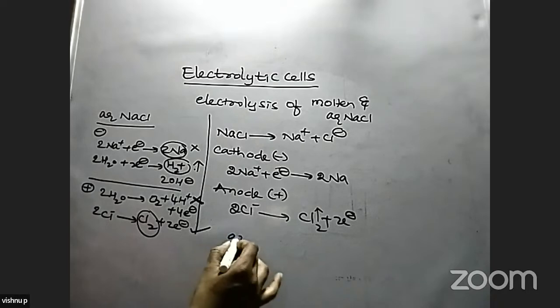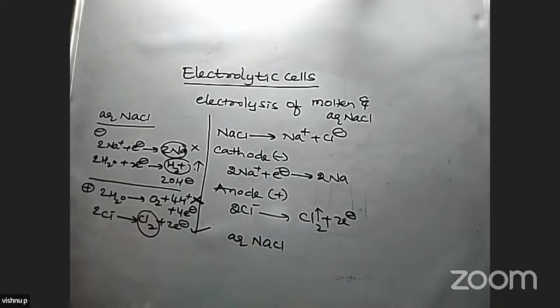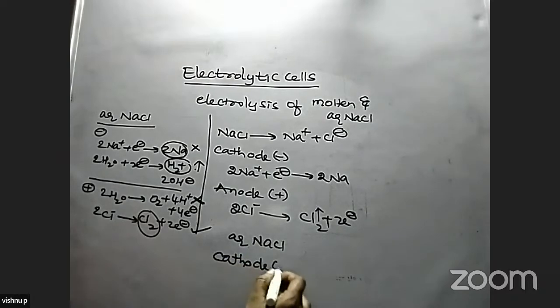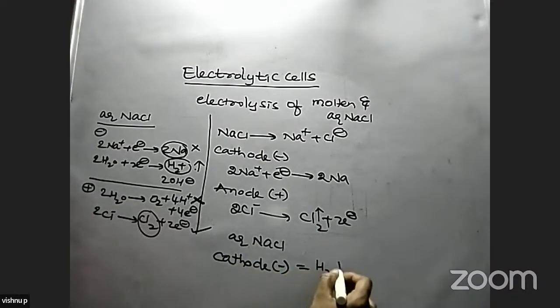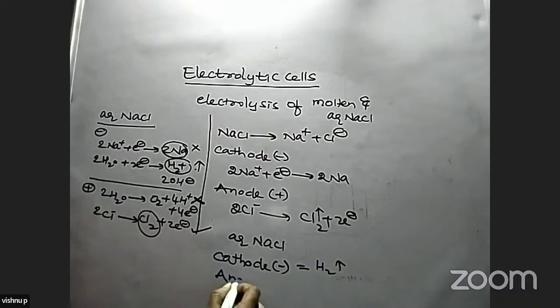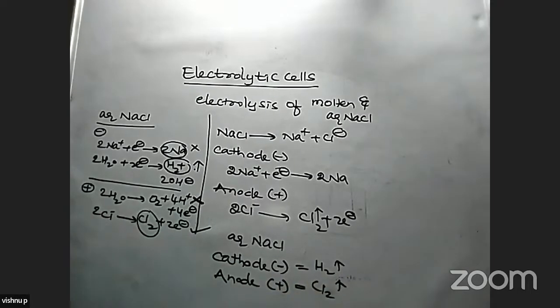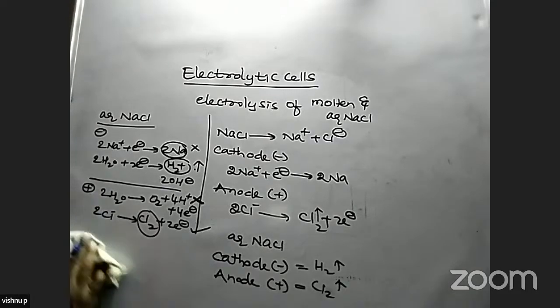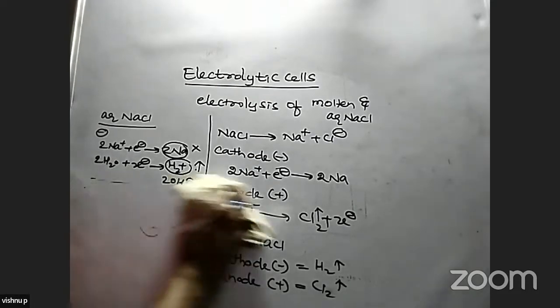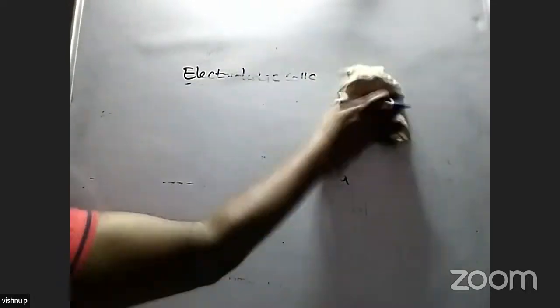So if you use aqueous NaCl, what are the products formed at the cathode? The cathode is the negative terminal. At the cathode, hydrogen gas is evolved. And what are the products evolved at the anode? Which gas is evolved there? Chlorine gas is evolved at the anode. So these products depend on the reduction potentials and oxidation potentials of the ions evolved at the cathode and anode. Now we take one more example here.